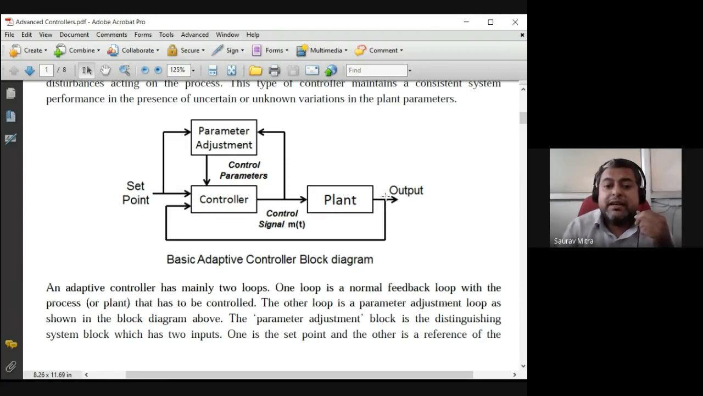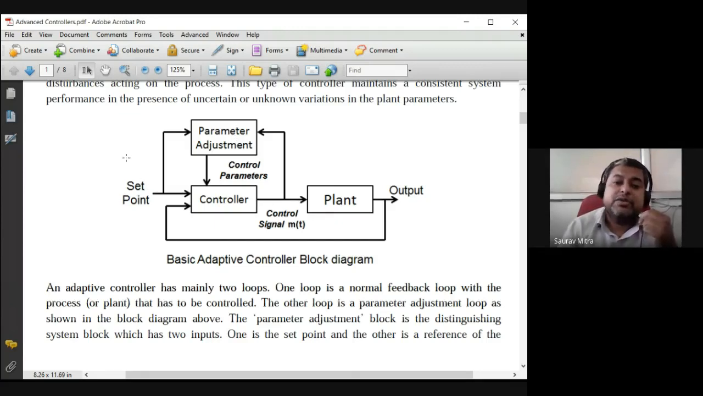Whatever is the error output produced by the plant is fed back to the controller input, and the control signal is generated accordingly. The same control signal which is going to the plant is also going to the parameter adjustment. So whatever is the error at the output, that is coming back to the controller input. Depending on that, to correct it, the controller is changing its control signal. That signal again is fed to the parameter adjustment block.